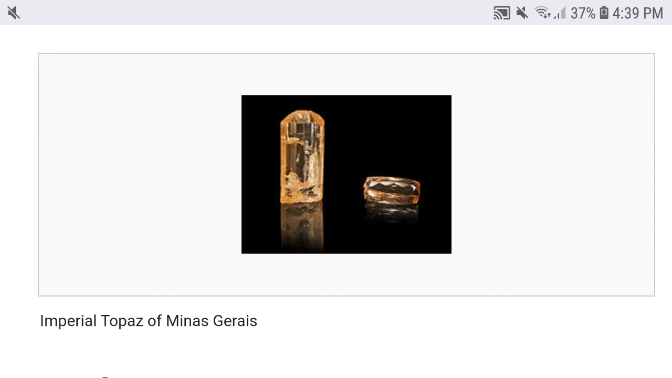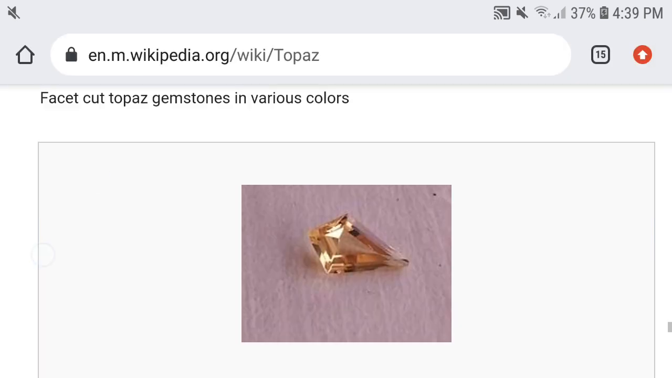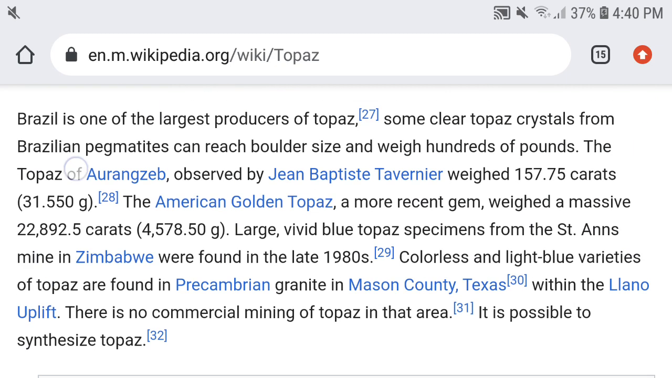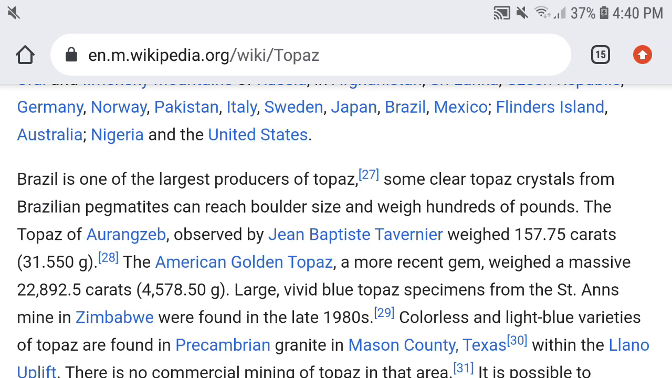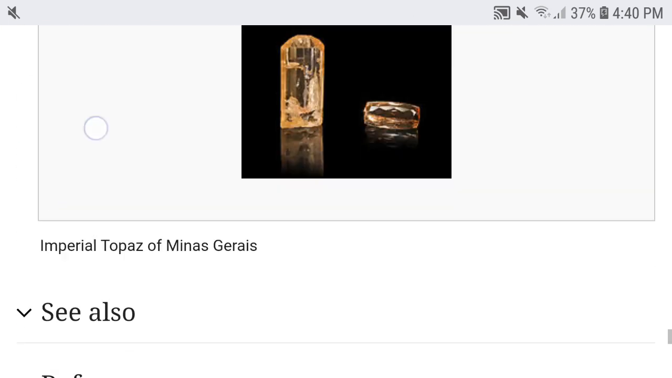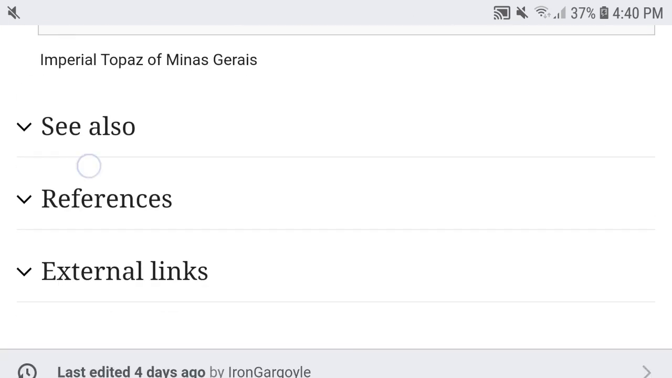Imperial topaz of Minas Gerais. Okay, so is this the one that has 22,000? No, right? I think that one was the one with, where is it? No, okay, never mind. I thought it was this one, but I was wrong. Okay, let's continue. Okay, there you have it.